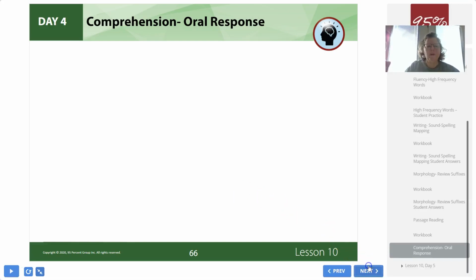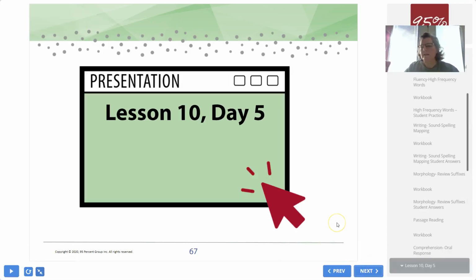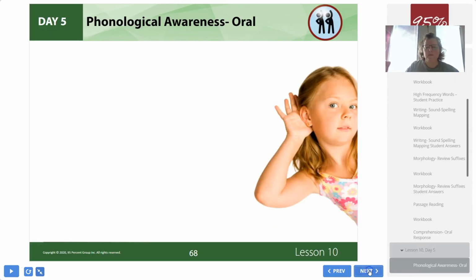Good morning. We are on lesson 10, day 5 of our 95% phonics. And as is our routine, we're going to start with phonological awareness warm-up.